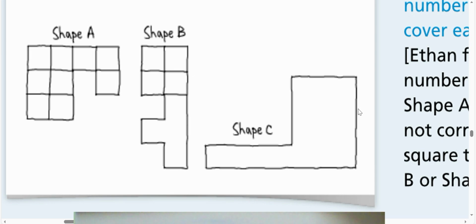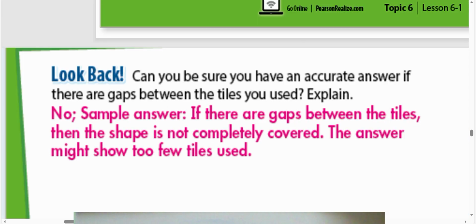Or you can draw the outside rectangle and also the rectangle behind it, bound together. Look back: can you be sure you have a correct answer if there are gaps between the tiles you used? Explain. No, the simple answer: if there are gaps between the tiles, then the shape is not completely covered. The answer might show too few tiles used.